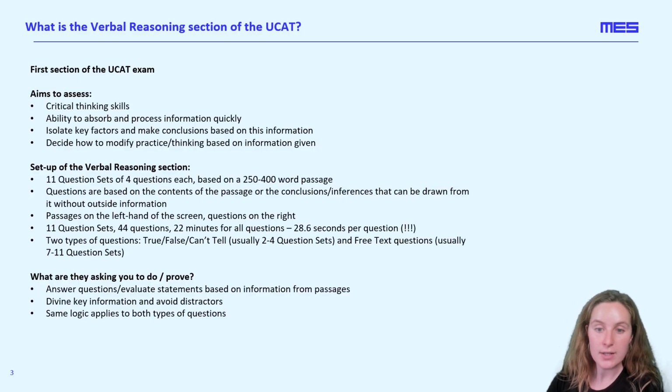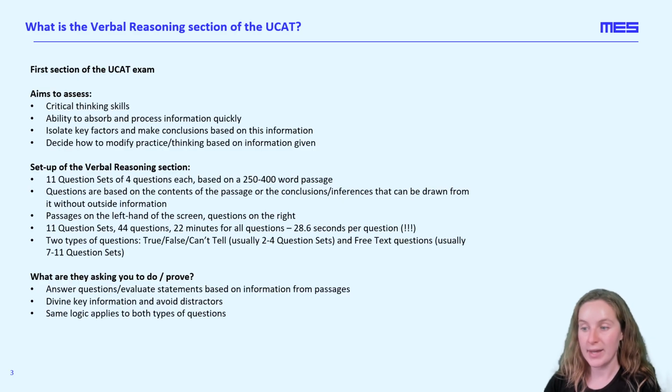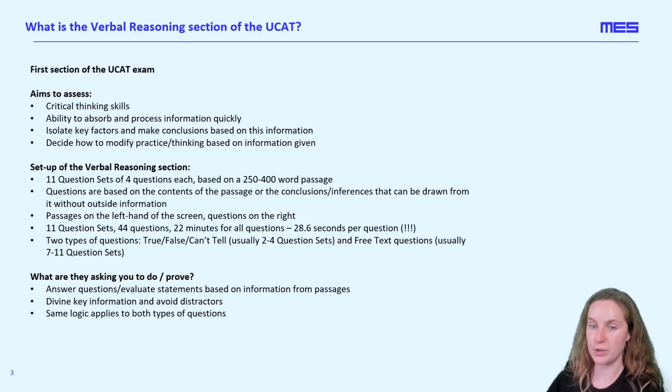The same logic and the same sort of route of attack and processing applies to both types of questions, the true, false, can't tell, and the free text questions, but we will look at the different subsections within that so that you know exactly what you need to before the exam so you can do your best.